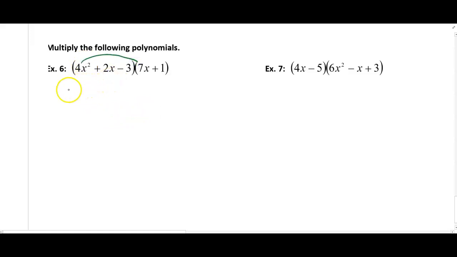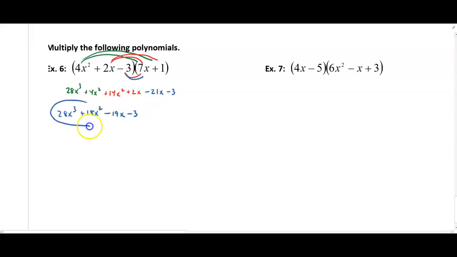So 4x squared times 7x is 28x to the third plus 4x squared. Then 2x times 7x is 14x squared. 2x times 1 is plus 2x. Minus, so negative 3 times 7x is minus 21x. And then minus 3. So 28x to the third plus 18x squared minus 19x minus 3 after we combine like terms.